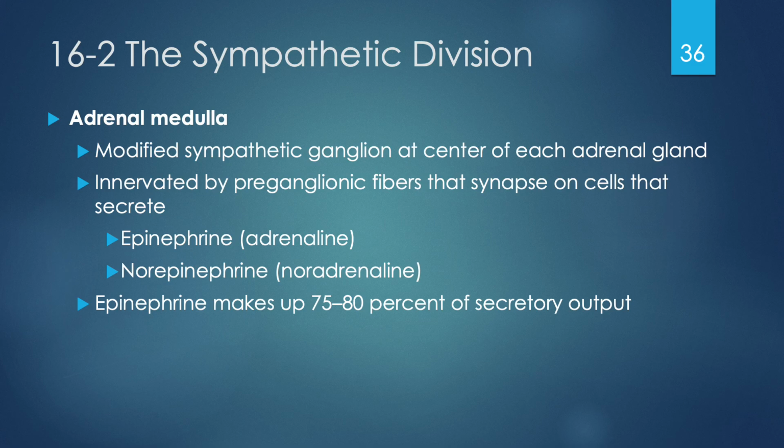Those cells in the medulla secrete epinephrine, which is also known as adrenaline, and norepinephrine, which is also known as noradrenaline. Typically, the epinephrine is the larger output because it takes up about 75 to 80% of everything that's secreted by the adrenal medulla. But this plays a really important role in our ability to respond to an emergency.